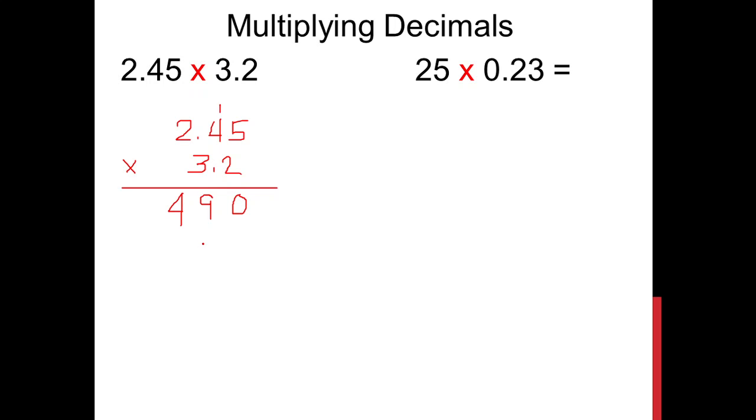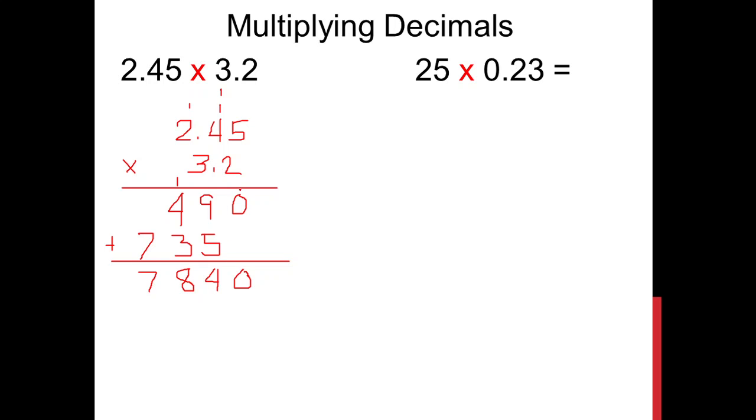Next, 3 times 5, that's 15. Carry 1. 3 times 4, that's 12 plus 1, 13. Carry 1. 3 times 2, 6 plus 1, 7. Then let's add. Bring down 0. 9 plus 5, that's 14. Carry 1. 1 plus 4, 5 plus 3, 8. Bring down 7. So what's our next step here?